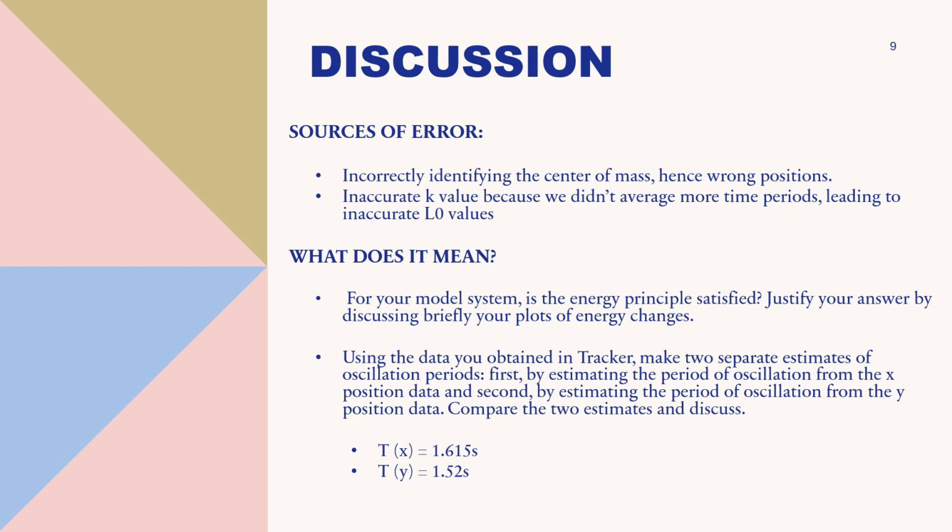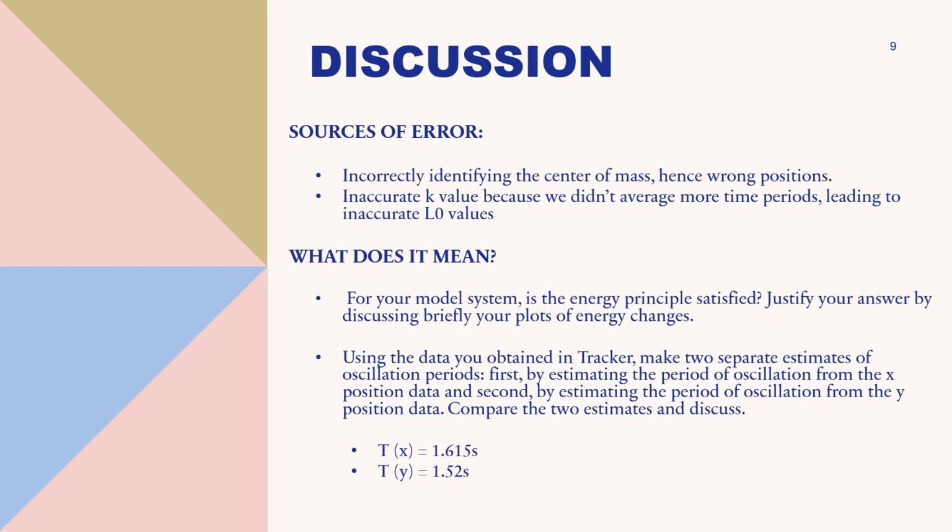So what does it mean? For your model system, is the energy principle satisfied? Justify your answer by discussing briefly your plots of energy changes. Well, we already said that the energy principle was satisfied, and that is because the delta E was always 0. No energy has escaped, in quotation marks, or been lost, which means that the energy principle was indeed satisfied.